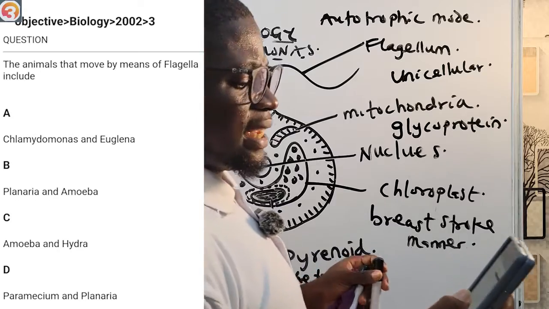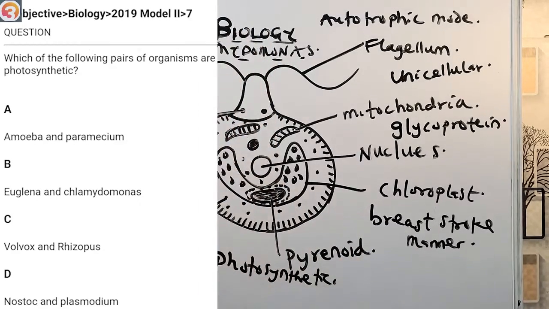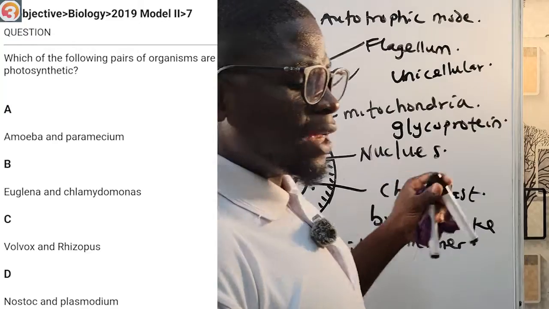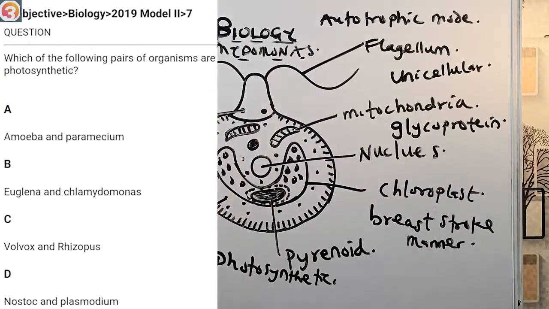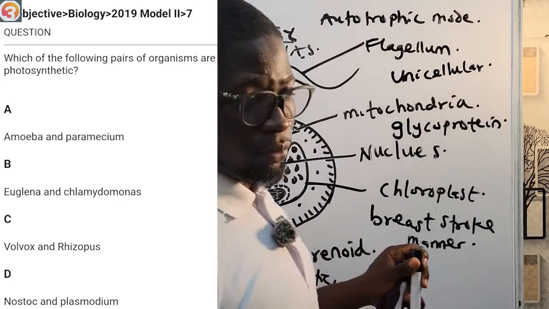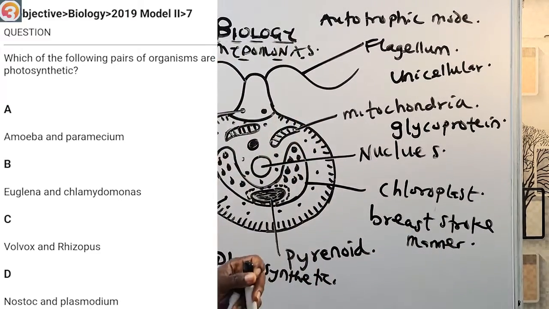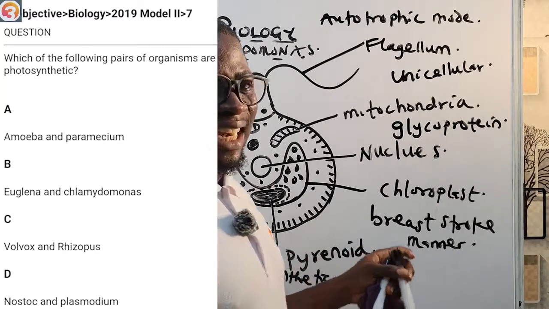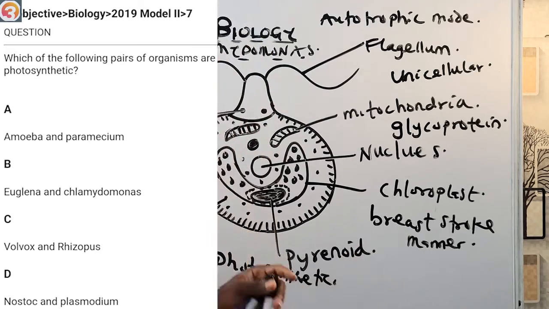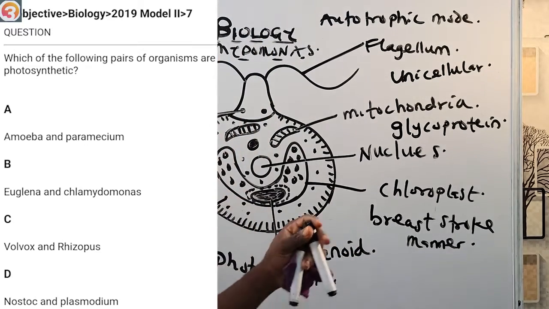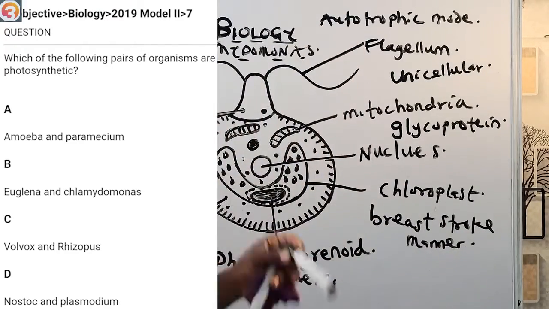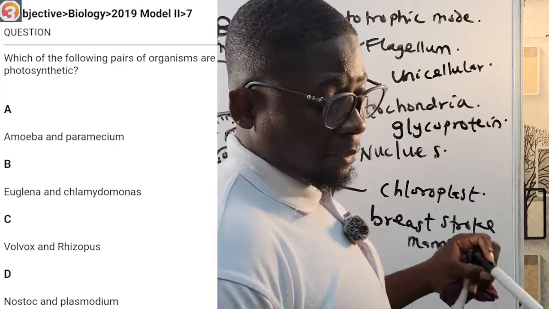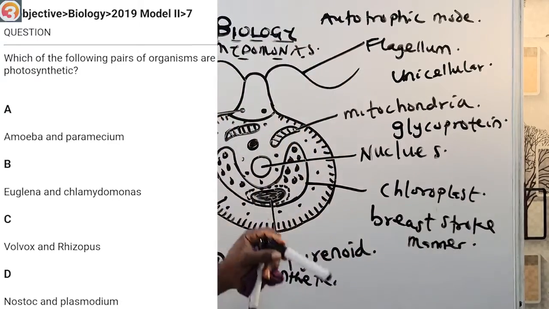Let's also see 2019 question number 7. It says, which of the following pairs of organisms are photosynthetic? A, Amoeba and Paramecium. No. Amoeba itself is even heterotrophic. B, Euglena and Chlamydomonas. Of course Chlamydomonas is photosynthetic, same with Euglena. C, Volvox and Rhizopus. D, Nostoc and Plasmodium. Of course the correct answer there is option B.